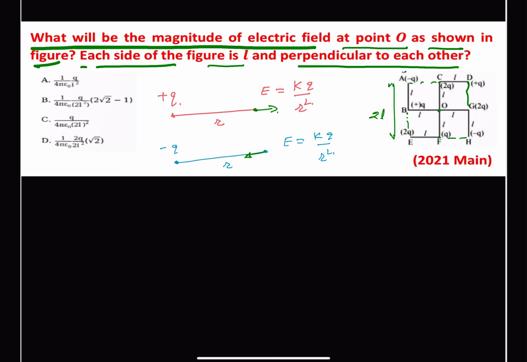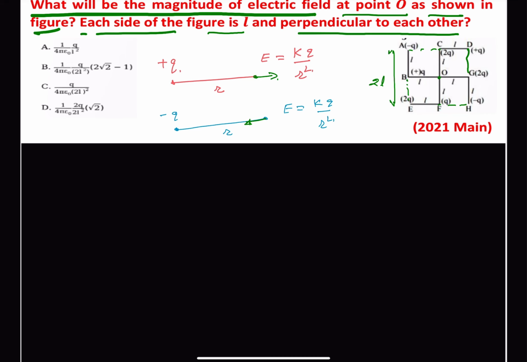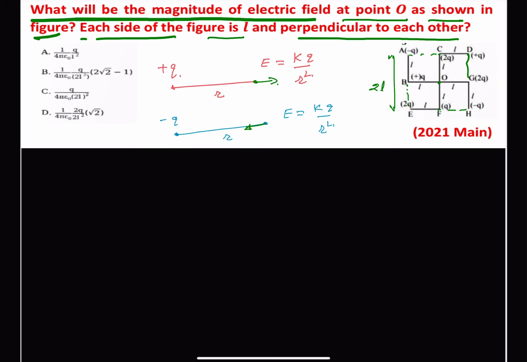So let us draw the figure. This is the basic one, and the charges are minus Q, plus Q, and here we have plus 2Q, plus Q, and this is also plus 2Q, minus Q, plus Q, and this is plus 2Q.